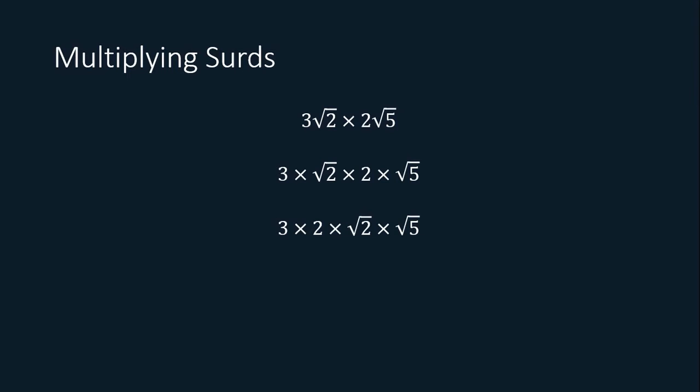We can then evaluate these components separately. 3 times 2 is 6. And when we multiply the irrational components, we multiply the numbers inside the root sign. We can do this because it's the same type of root. So root 2 times root 5, 2 times 5 is 10, root 2 times root 5 is root 10, and we wind up with 6 times root 10, which is 6 root 10.